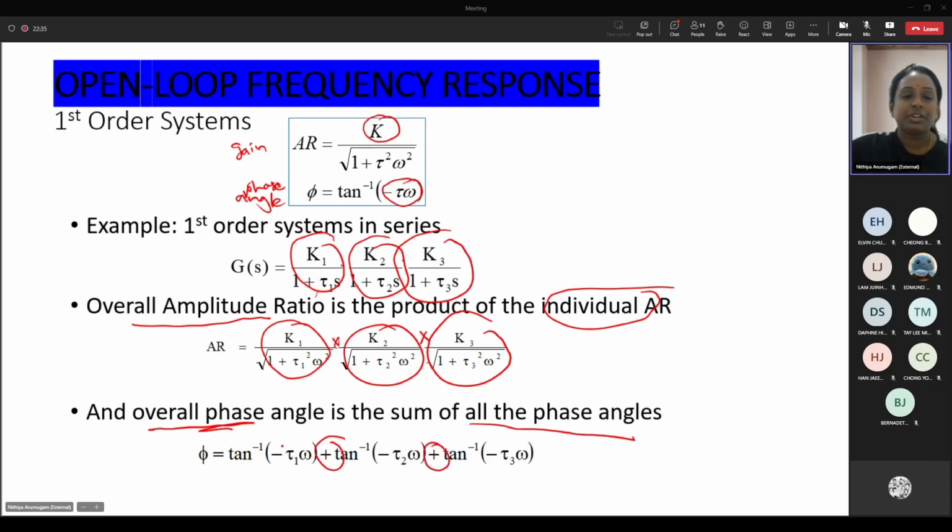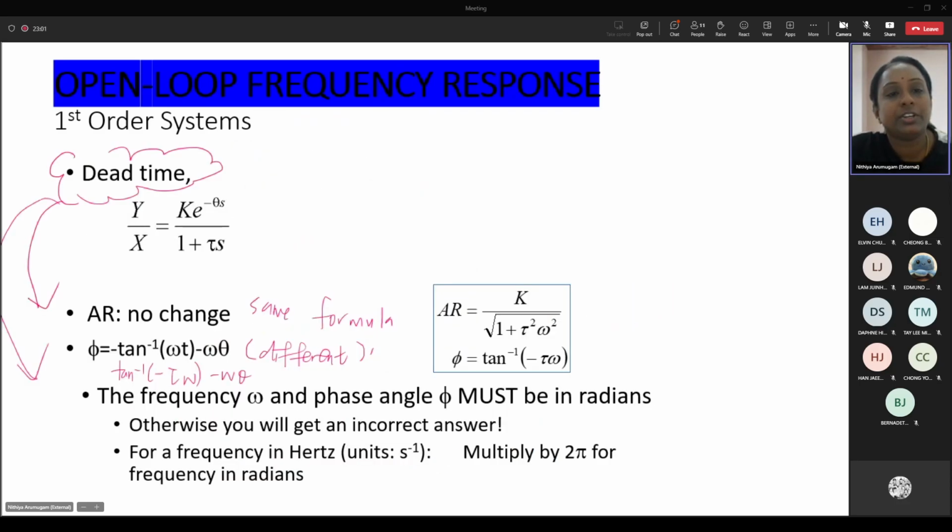Okay. Now, if you notice the negative inside here, somehow when you rearrange, it will become negative something. So the sign here will also change later on. Okay, so this is for the first order system.